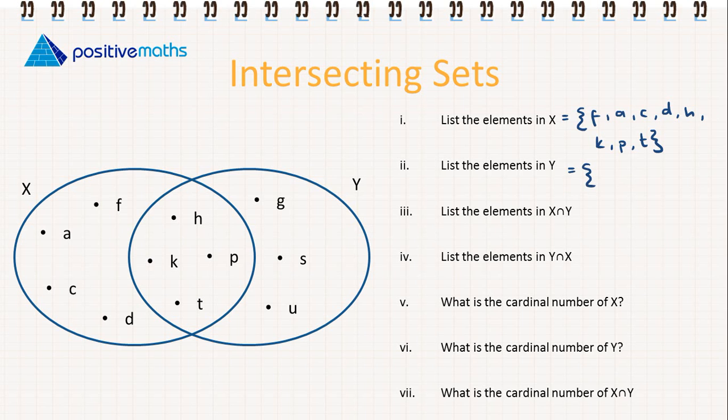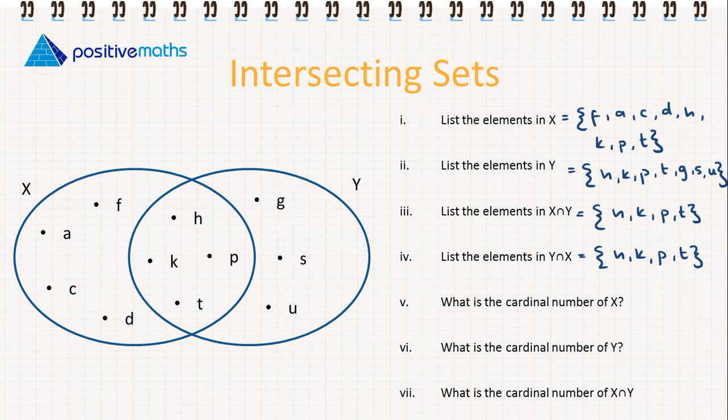Okay, the elements of Y. So Y is going to be equal to H, K, P, T, G, S, and U. Now we want to list the elements of the intersection. So that's just going to be H, K, P, and T. They want us to now list the elements of Y intersection X. So this is going to be the same list that we had for X intersection Y.